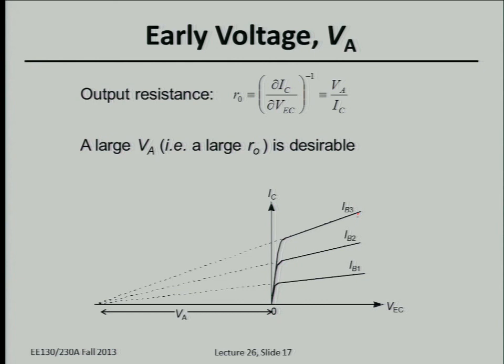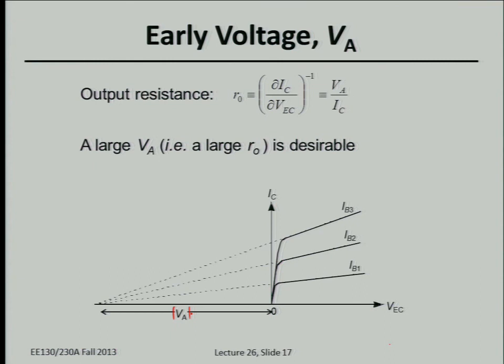If you take the slope of the output characteristic and extrapolate it down to 0 current, ideally all of these curves should intersect at a certain voltage, and the early voltage is usually considered positive. The larger the early voltage, the flatter these IV curves are in the active mode, and the better it is. So the larger the early voltage, the better for high current gain and high amplifier gain. We'll talk about amplifier gain next time.